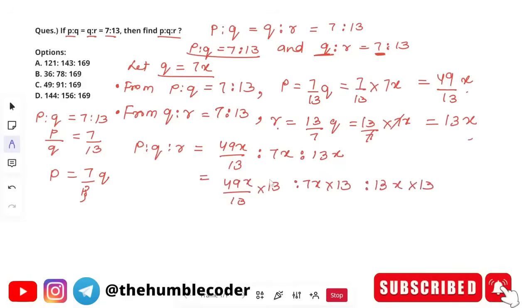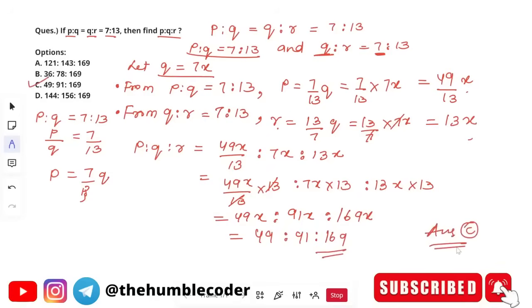Here this will get cancelled out, this will be 49x, and then 13 into 7x will be 91x, and then 13 into 13 will be 169x. Removing x from everywhere, we will get the final ratio as 49 is to 91 is to 169, which is going to be our option number C. That is why the correct answer for this question is option number C. Hope you have understood it.